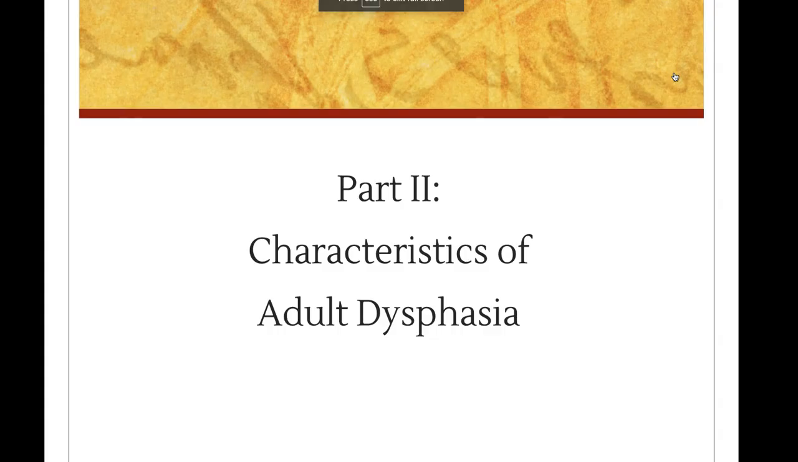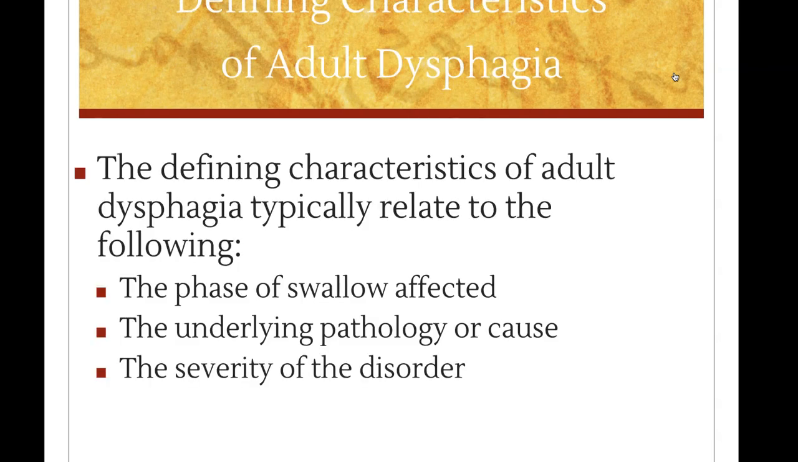All right, here we go with Chapter 15, Part 2. We're going to focus on characteristics of adult dysphagia. The defining characteristics of adult dysphagia typically relate to the following: the phase of the swallow affected, so is it the oral prep phase, the oral phase, etc.; what's the underlying pathology or cause of the dysphagia; and what's the severity of the dysphagia?